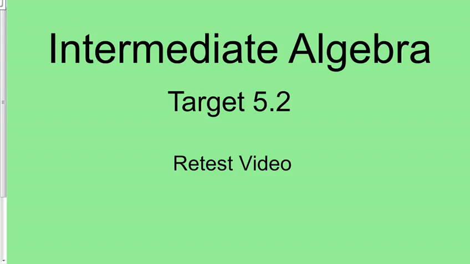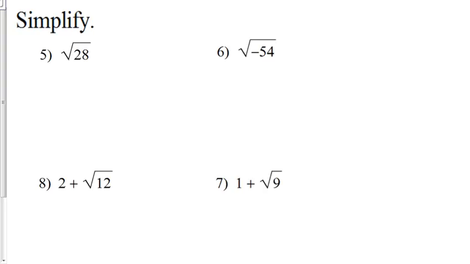Watching the Target 5.2 retest video. In this one, we're going to learn how to simplify the square roots, possibly get imaginary numbers, that kind of stuff. So make sure you take out your packet. You need to have this finished before you are allowed to retest. Here we go. We're going to pick out number 5, 6, 7, and 8 here to start with.